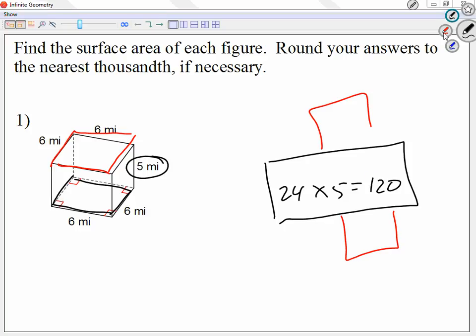Now for my base, it's a rectangle. It's a 6 by 6 rectangle. So the area of that is 36 for each. Add everything, and you should have 192.